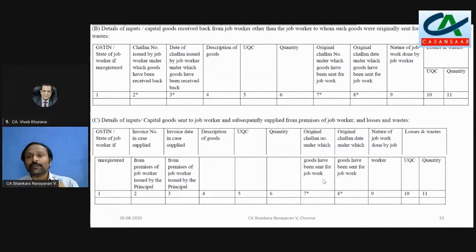Then what about the 10 kg of scrap? Is it also being returned to me? That should be tracked in these last 2 columns. That is why these 2 columns are there, which will be able to comprehensively cover our job work related provisions.